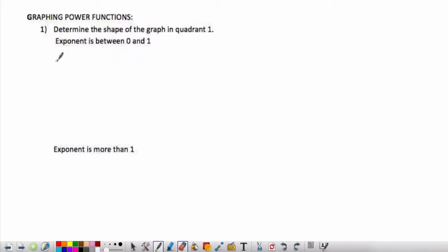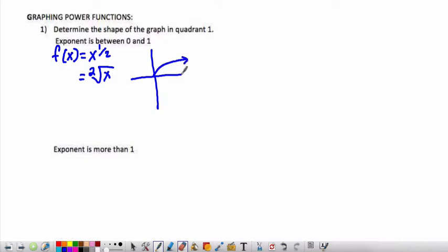So if I have a power function whose exponent is between 0 and 1, like f of x equals x to the 1/2, well, this is the same as the square root of x, which I know you guys know what that looks like. Just looks like this. Okay, so we're only concerned with what's happening in quadrant 1, but if we were to have, let's say, x to the power of 2/3, same deal. If it's between 0 and 1, it's still going to look like this. Okay, just for this part. We're not done graphing. I'm just telling you what it's going to look like on the right side.